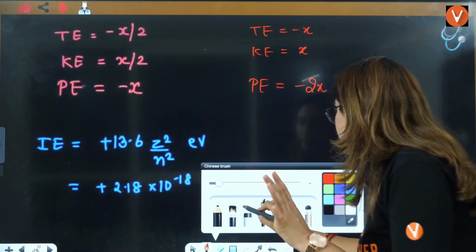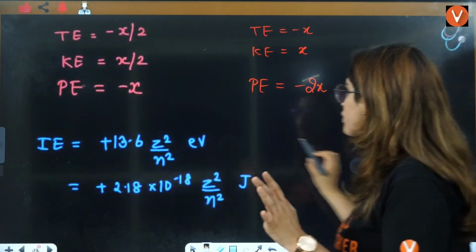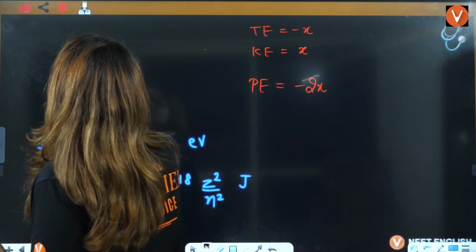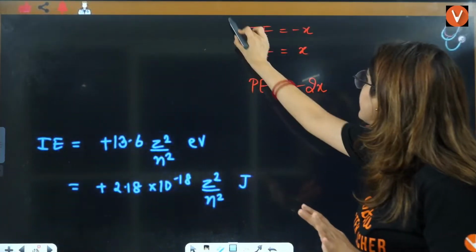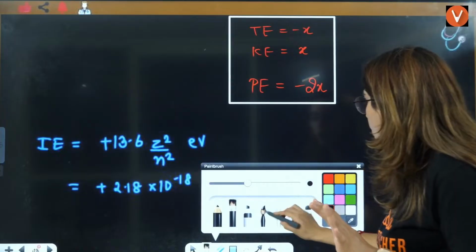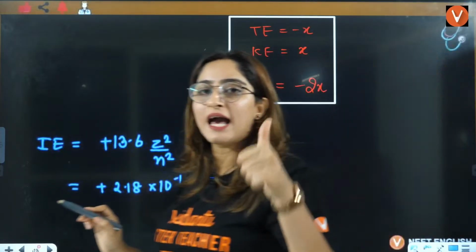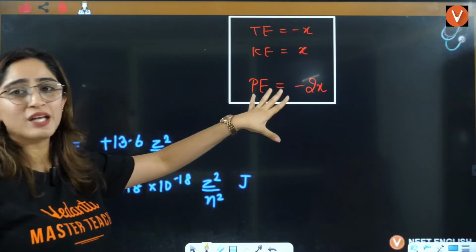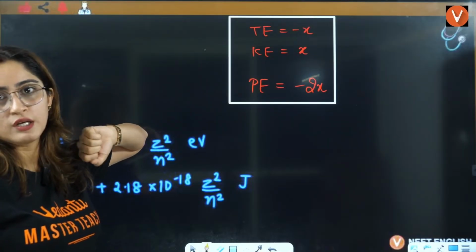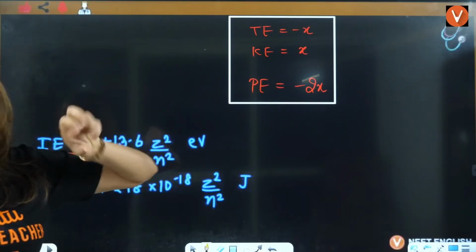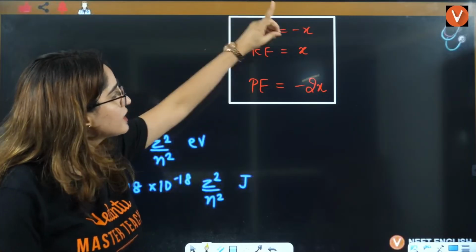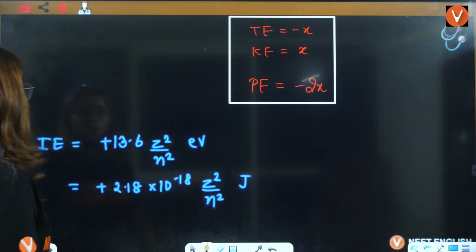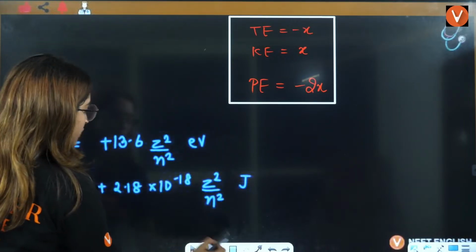If you don't want to remember this, you can skip this, right? That's totally your choice. Because x by 2 is difficult to remember. This one will be easy for you to remember, right? Total energy and kinetic energy, there is just a change in sign. And potential energy is double of the total energy with the same sign. If I say total energy is minus x, then kinetic energy will be x and potential will be minus of 2x, right?